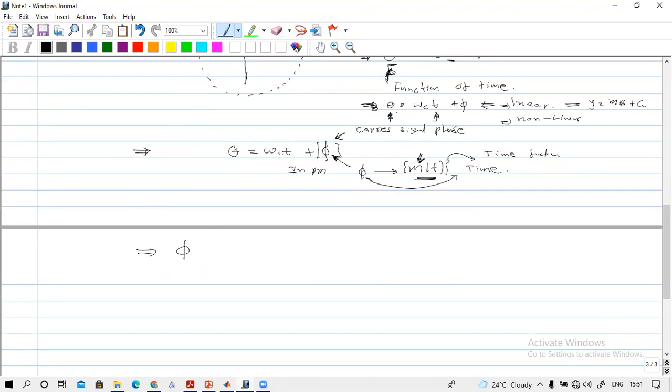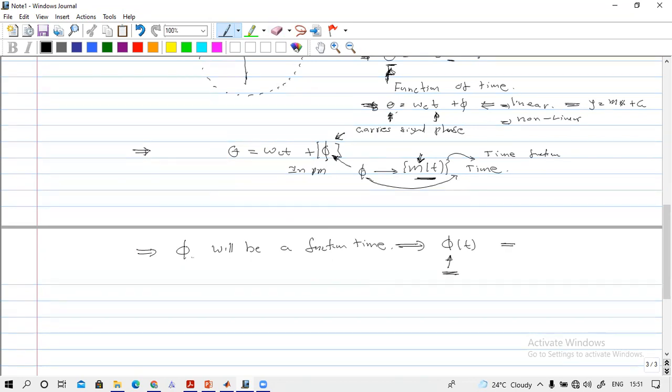This phi will be a function of time. Correct? It is changing with time, so we can represent it as phi(t). So in phase modulation, this phi becomes a time function. The phase is changing with time. I hope you get it up to this level.